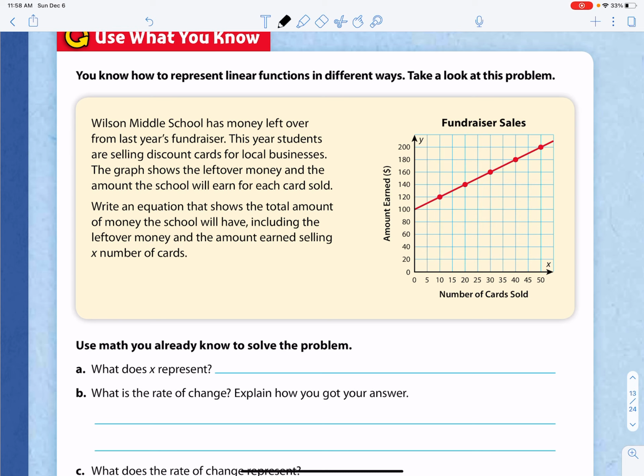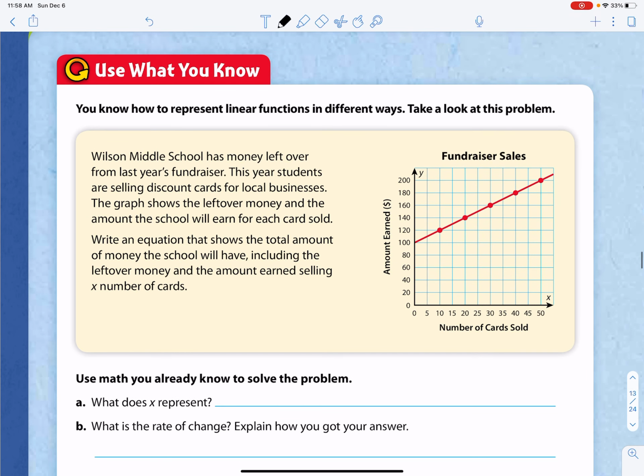Write an equation that shows the total amount of money the school will have, including the leftover money and the amount earned selling x number of cards. All right, so we have some very important information in this problem. The school has money left over from last year's fundraiser. They're selling these discount cards, and we need to find the leftover money and the amount of money the school will earn for each card sold using the graph. That's over here, of course.